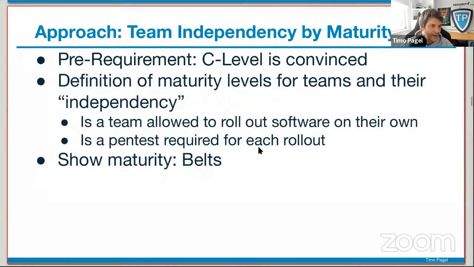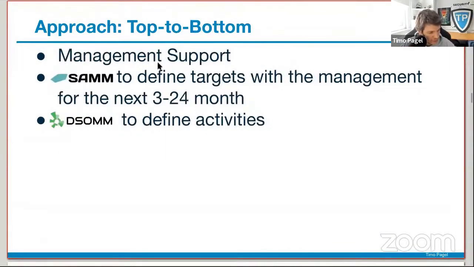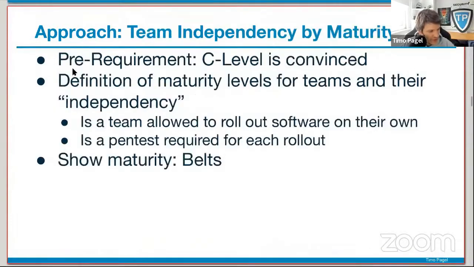Another approach is that you do it more on the team level. The prerequirement is always that C-level is convinced. Here we had it directly, so we talked with the management about it, but I would call it a prerequirement. You always need to get a commitment from C-level, otherwise everything you do is useless. So you need to have a definition of maturity levels for teams.